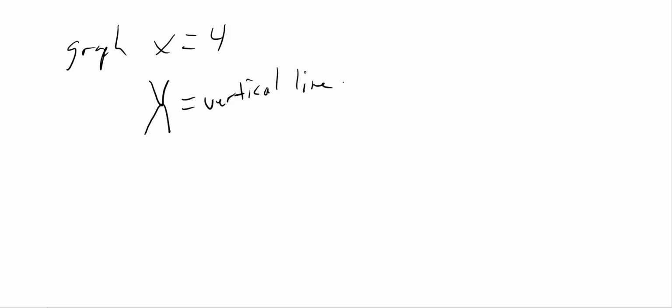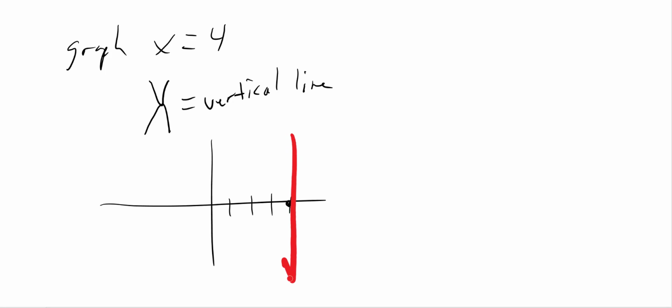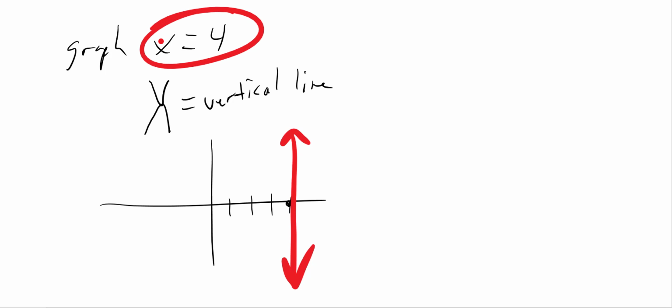Literally, I'm going to go to 4. 1, 2, 3, 4. x is equal to 4. I'm going to draw a point there, and then I'm going to make my graph. That's what the graph x equals 4 looks like. It's a vertical line going through 4. Pretty easy.